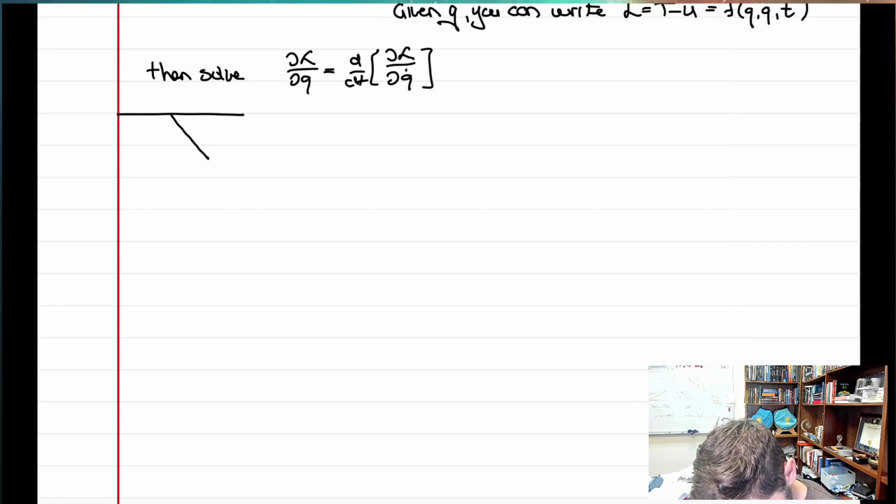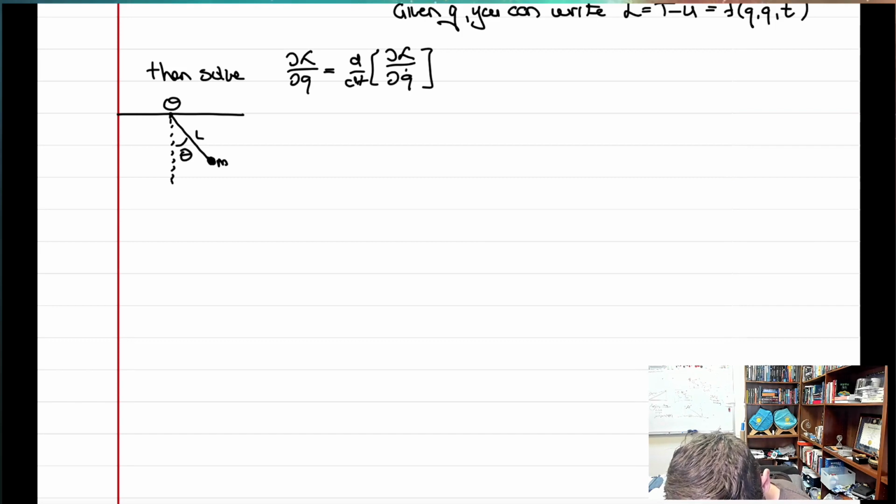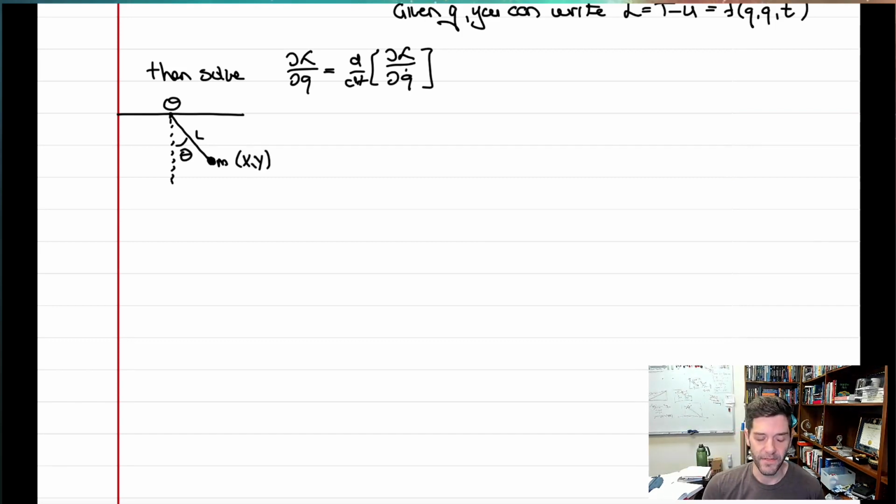So let me do the simple pendulum. So we have the simple pendulum that swings, and there's some angle theta here. And I'm going to put my origin at the top of the pendulum. The dimensionality of this problem is still 1. While it can move in x and y, there is some x and y coordinate that define the position of this bob.